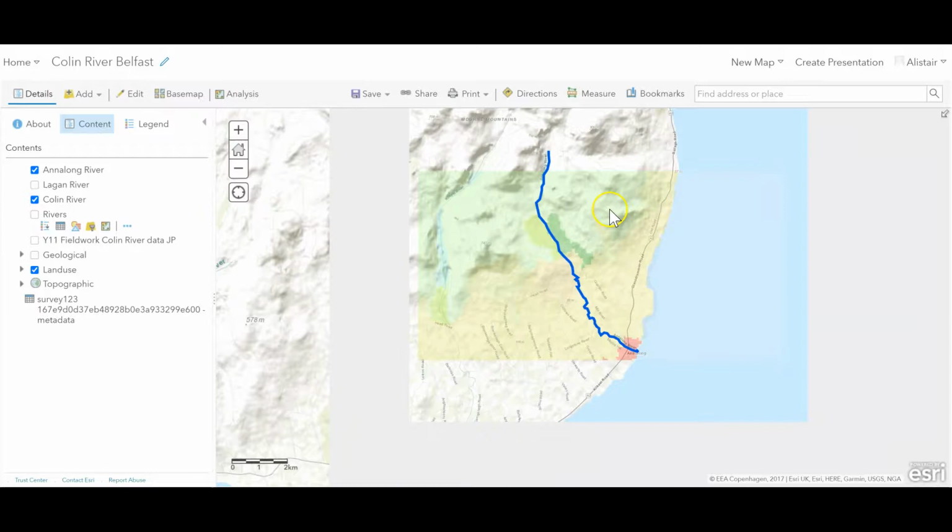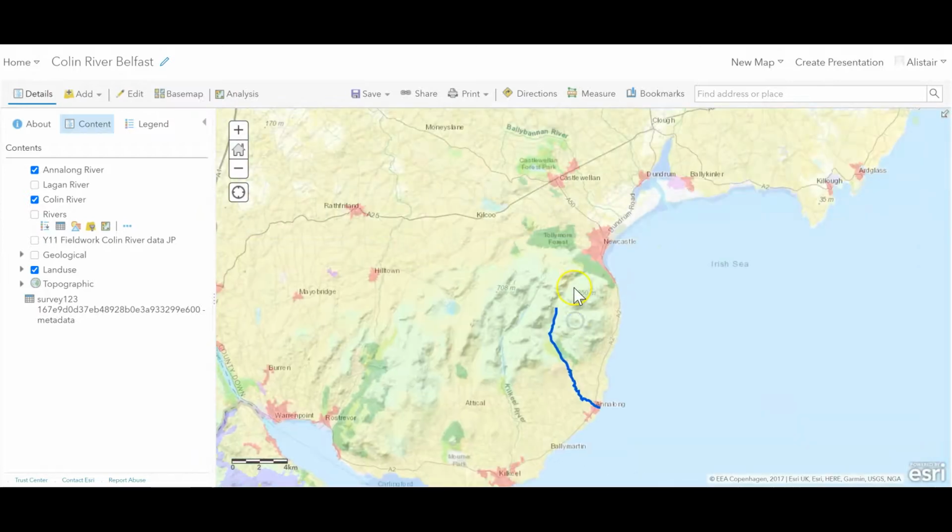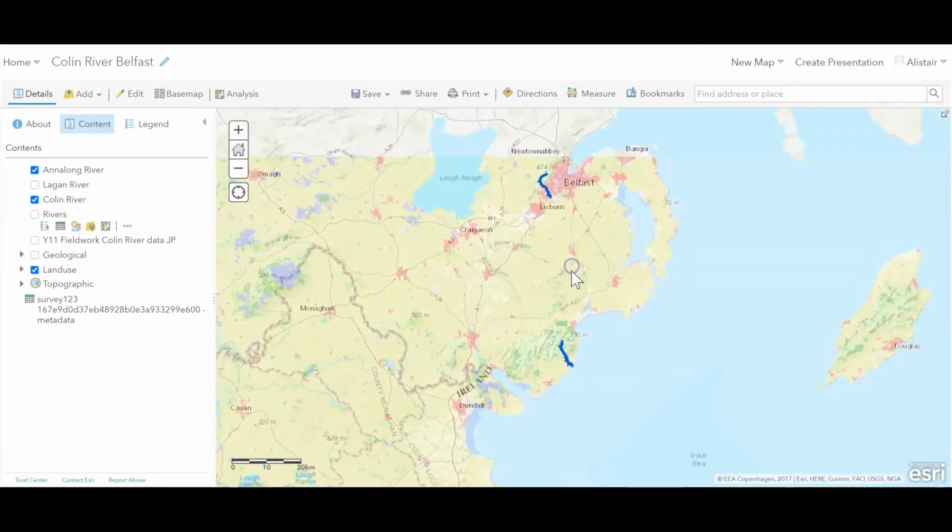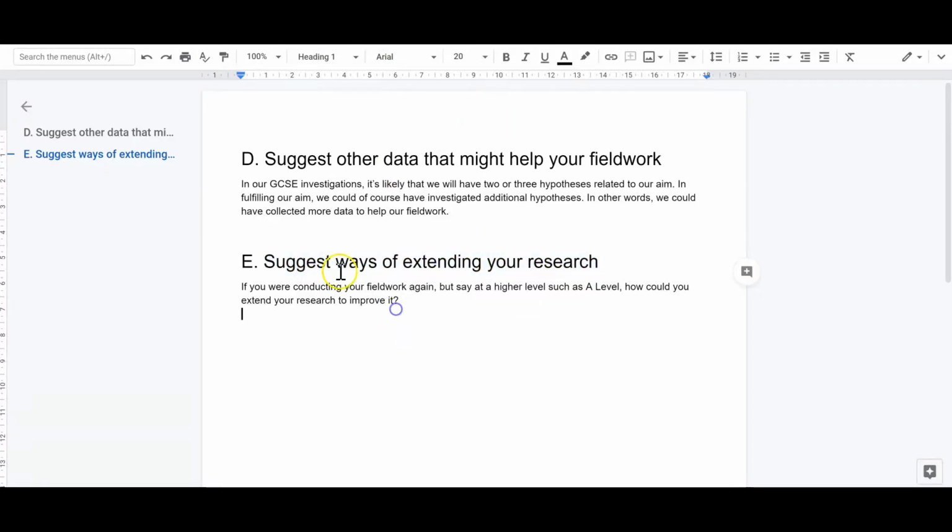So those are a couple of contrasts in those rivers that would make a study and a comparison of them really quite interesting. Even though they're similar in length, the catchment areas and the drainage basins that they flow through really are quite different. So, ways of suggesting, or suggest ways of extending your research.